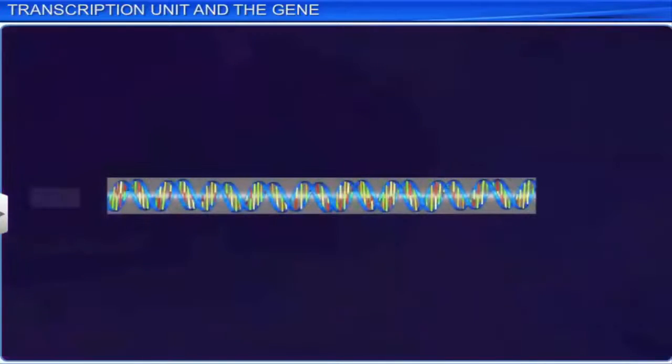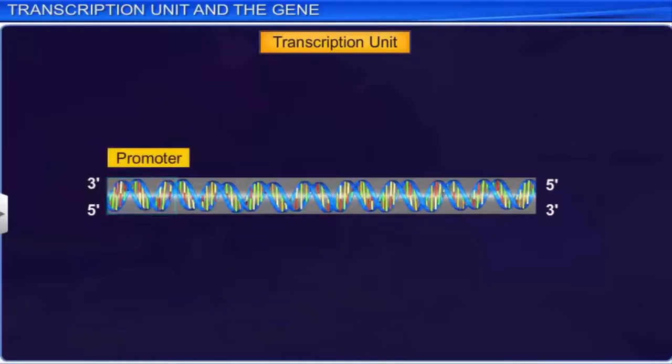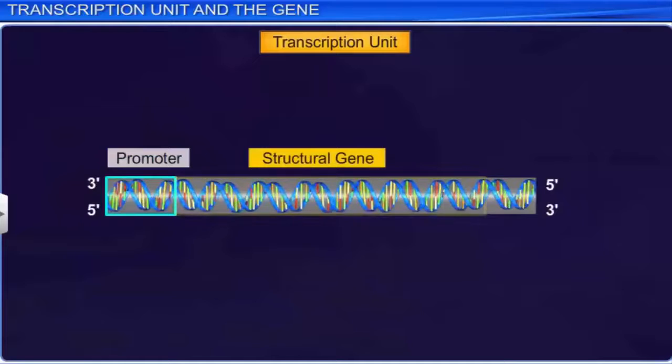The segment of DNA which takes part in the transcription process is called the transcription unit, and it encodes for at least one gene. Let's understand the transcription unit in detail. It consists of three main regions, namely the promoter, the structural gene, and the terminator.